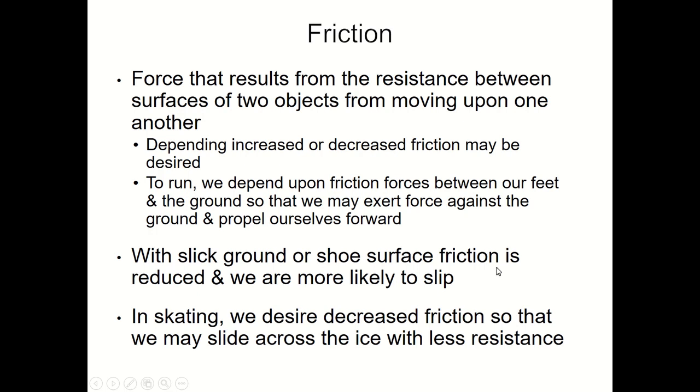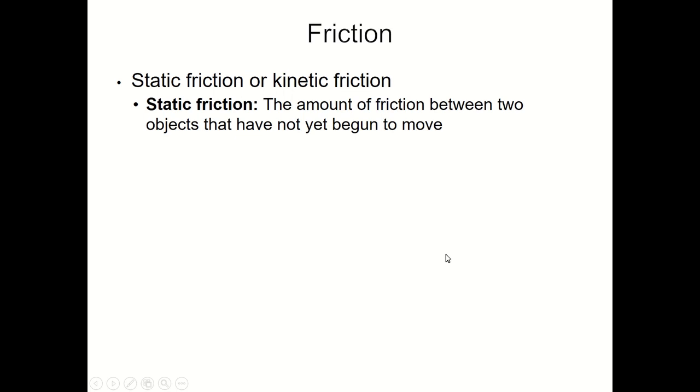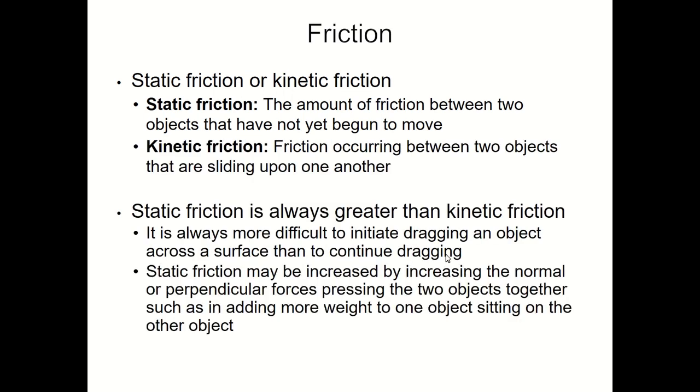Conversely, in skating, like ice skating, we desire decreased friction so that we can slide across the ice with less resistance. There's two types of friction, static friction and kinetic friction. Static friction is the amount of friction between two objects that have not yet begun to move, right? Henceforth the term static. Friction occurring between two objects that are sliding upon one another is called kinetic friction.